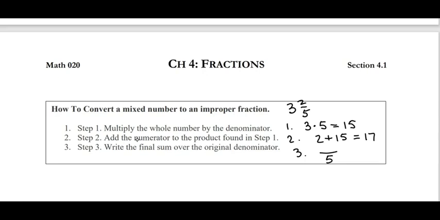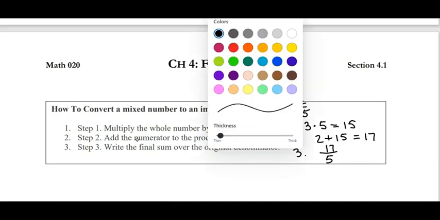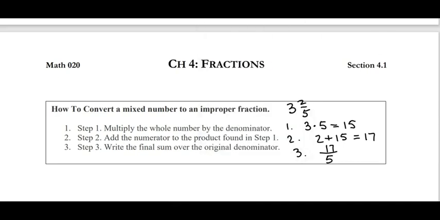But now the new top number is 17 because I multiplied the whole part by the denominator, and then I added that into the numerator. Okay, so that's how you get 17 over 5.